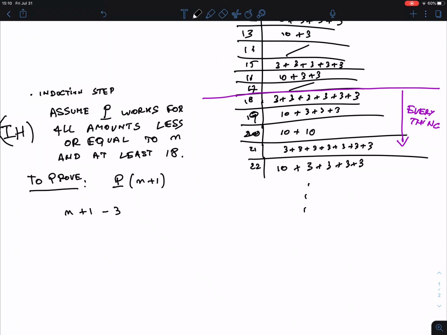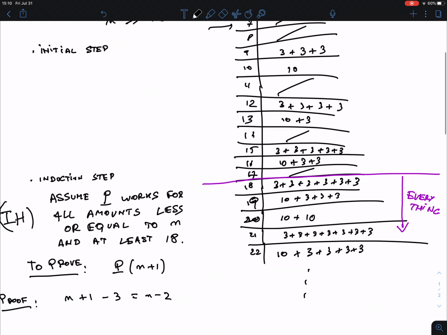Okay? So n plus 1 minus 3, which is n minus 2. So I'm only doing the proof, right? And then I see what I need. Normally what we do is the initial step and then this. Now, the initial step, okay, let's at least do the initial step. P18, yes, P18, my table shows that P18 can be done. Okay, that was the initial step.